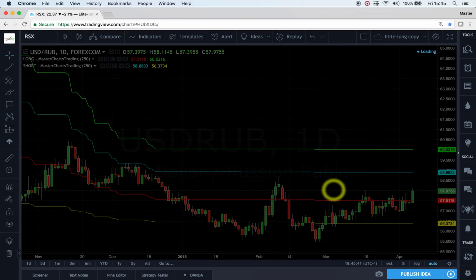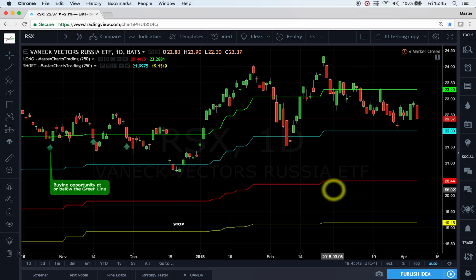Here's RSX, the Russian stock market. Similar to most other stock markets of the world, we came down from the highs that were set in late February, and came down. For now, it still looks like a bullish chart. RSX is dependent on oil, and there's lots of oil-related issues in this ETF. So let's go on to oil.